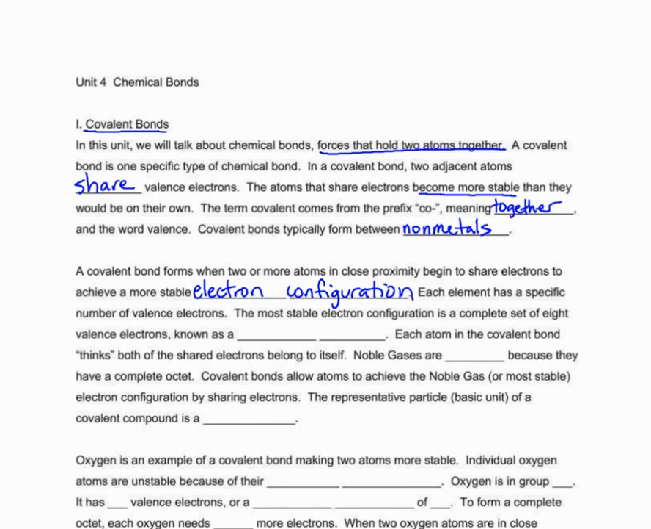Each element has a specific number of valence electrons. With the main groups, we can figure it out from the periodic table, something we talked about in Unit 3. The most stable electron configuration has a complete set of 8 valence electrons. Specifically, we know this as a complete octet. This is the most stable configuration. Most stable, that's the complete octet.